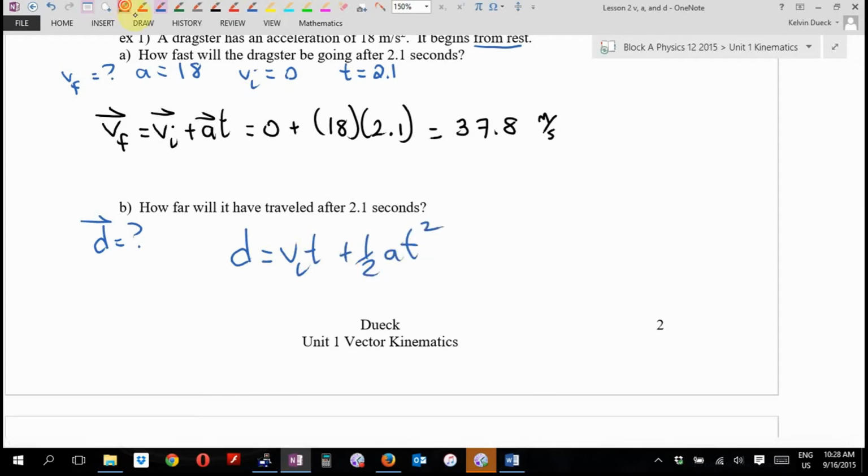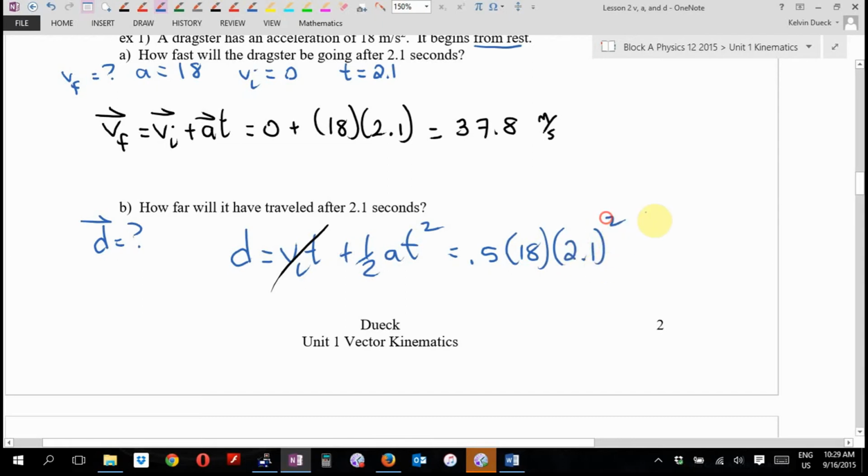In fact, Riley, I would probably smile and do that. Or I might even skip writing that, and I might have just written D equals a half AT squared, because VI is 0. It's going to be 0.5 or 1/2 times A, 18, times T squared.